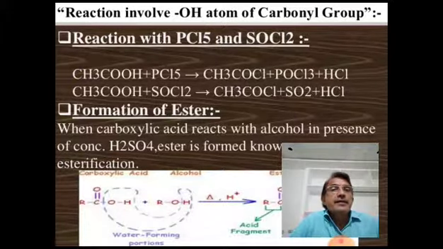It means that acetic acid reacts with phosphorus pentachloride, forming acetyl chloride. The second example, acetic acid reacts with thionyl chloride, forming acetyl chloride. So, the formation of acetyl chloride is nothing but chlorination of acetic acid.